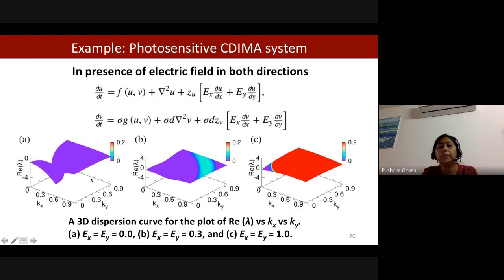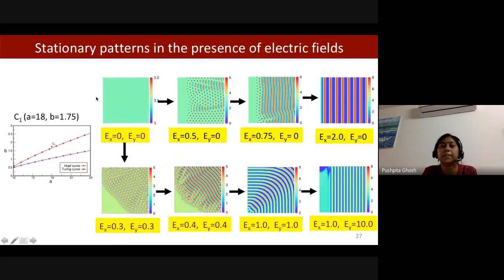Now, in the presence of the electric field, we can derive the conditions and the dispersions. When there is no electric field across the two directions, the eigenvalue comes out negative. But as soon as we have an electric field in the system, we see real positive eigenvalues. One can also think about a unidirectional field and a bidirectional field. This is the point I have chosen, C1, which is homogeneous and stable, with no pattern when there is no electric field.